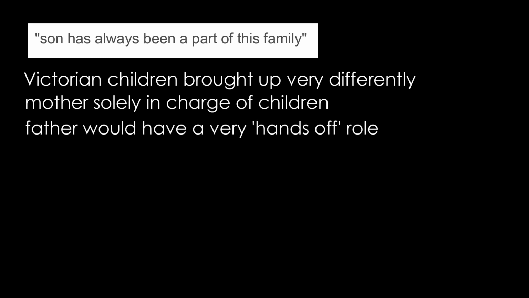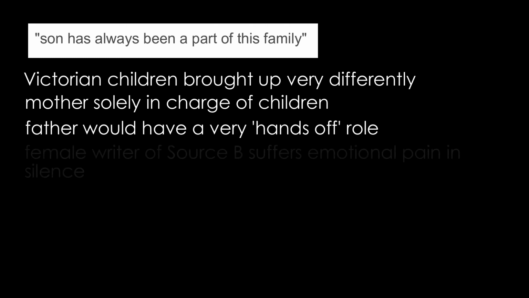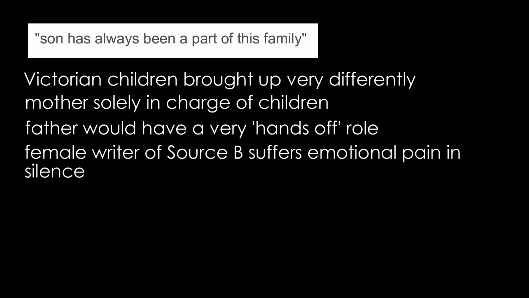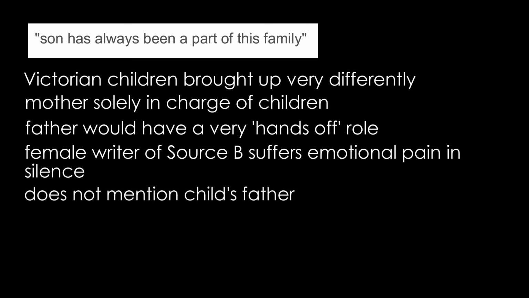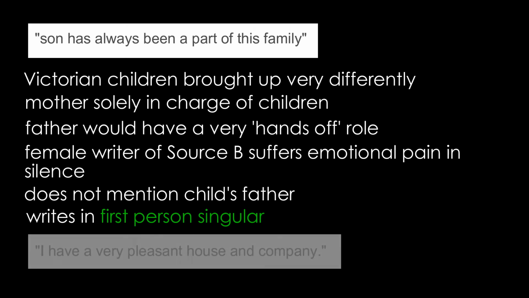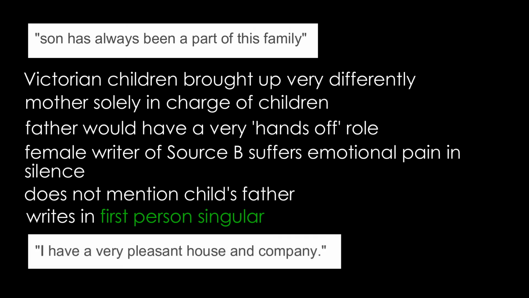And there's a sense that the female writer of Source B suffers her emotional pain in silence. Note that she does not mention the child's father once, in relation either to their son or to how she copes with her feelings of loss. And she writes exclusively in the first person singular, i.e., I have a very pleasant house and company.